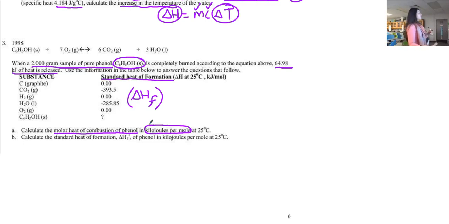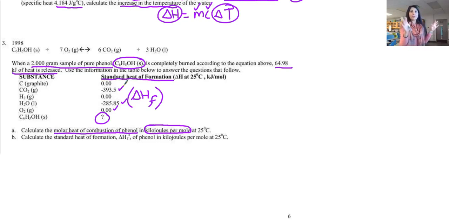If we tried to use the equation, then if we wanted this, we would try to do products minus reactants. The only issue is I don't know the heat of formation of C6H5OH, which means I can't do products minus reactants. That would be my first thought, to do products minus reactants and see if I could figure it out, but I can't. I do know oxygen, they tell us the oxygen value. We know water is a liquid, we know CO2, but we don't know the C6H5OH. All right, so think something else.